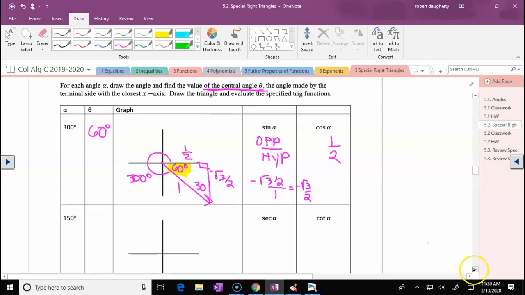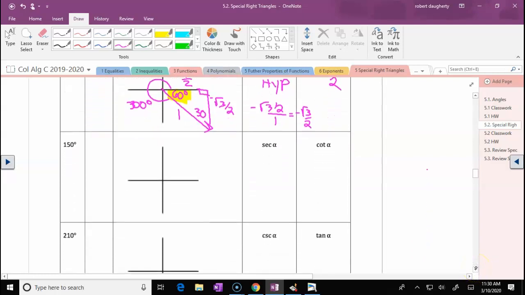So let's look at the next one, 150. If this is 0, this is 180. Where would a 150 degree angle put me? Quadrant 2. Okay, so a 150 degree angle. If that's 150, then you draw a triangle with the nearest x-axis.